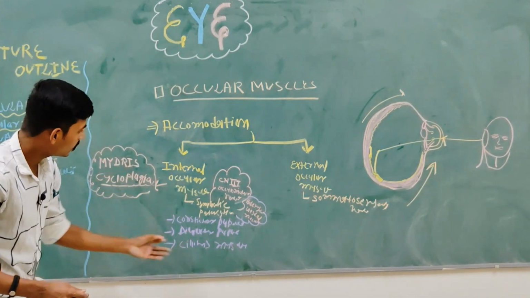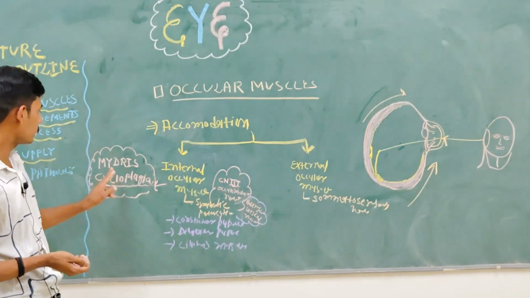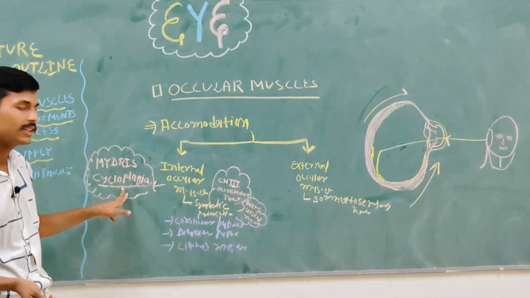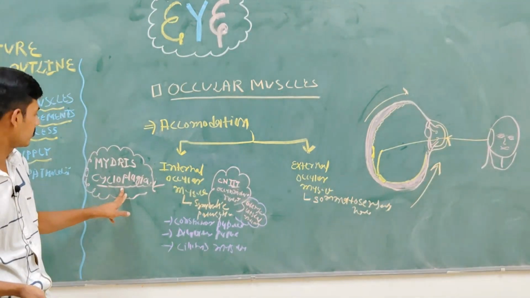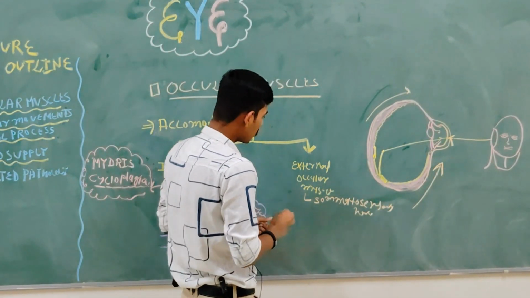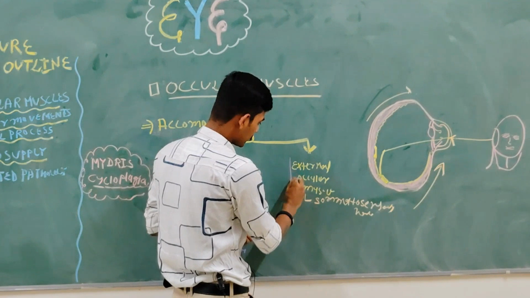This is about the internal ocular muscles. And don't forget about the disease conditions. The first is called mydriasis and the second is called cycloplegia. Now come to the external ocular muscles.